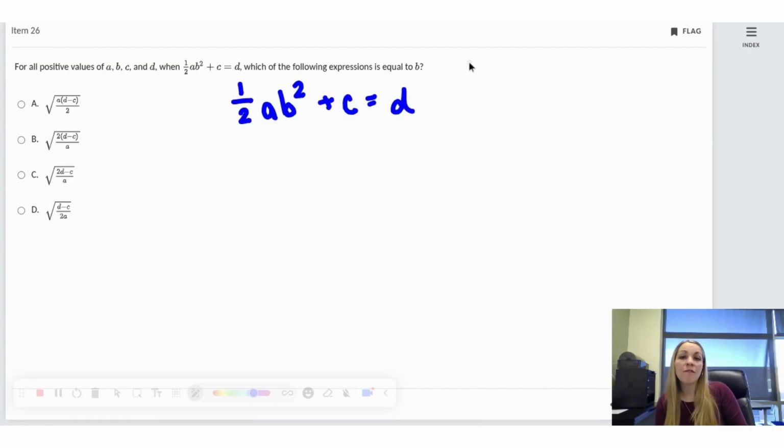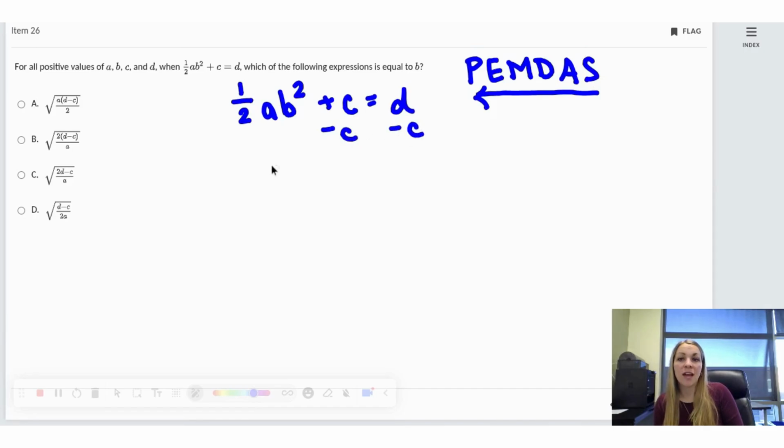So we're using the order of operations, parentheses, exponents, multiplication and division, whatever comes first, addition and subtraction, whatever comes first, backwards. So if I want to get b by itself, I'm going to look for any addition and subtraction. I see a c, it's added, I'm going to subtract it to get it over to the other side. So I have 1/2 ab squared equals d minus c. Next, I'm going to look for any multiplication or division. Now I'm going to first deal with this 1/2.